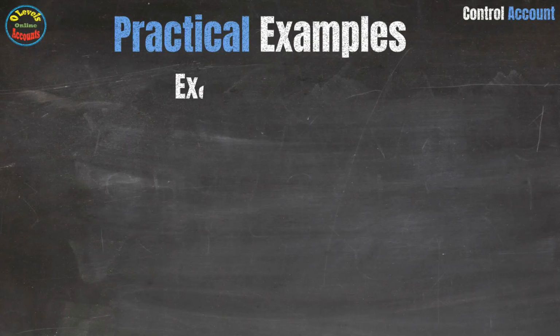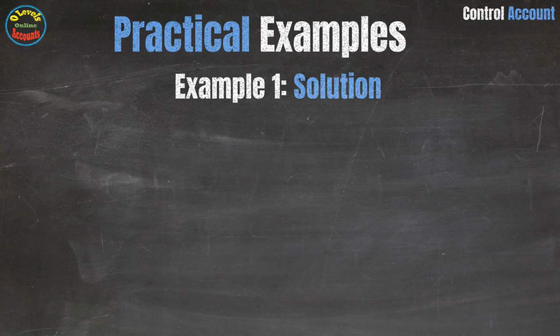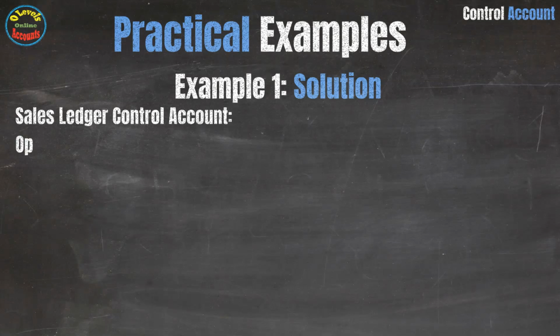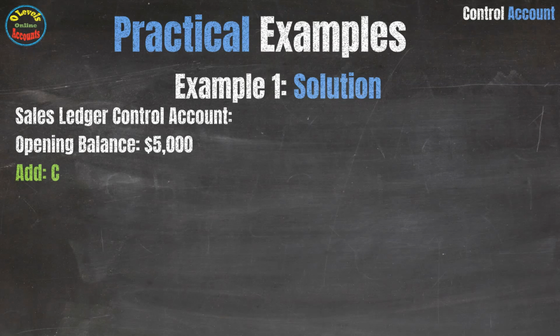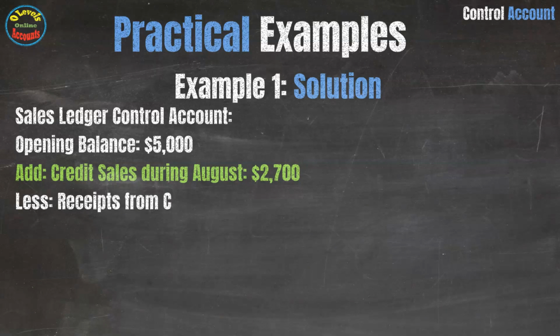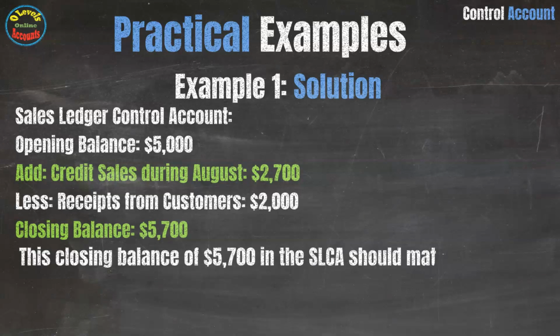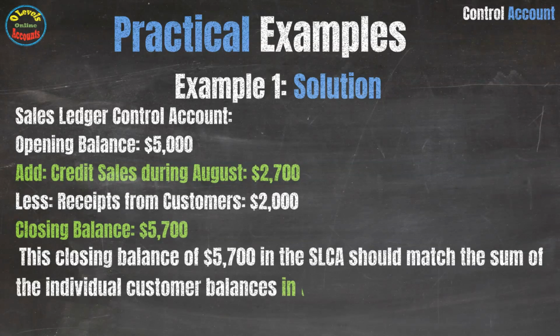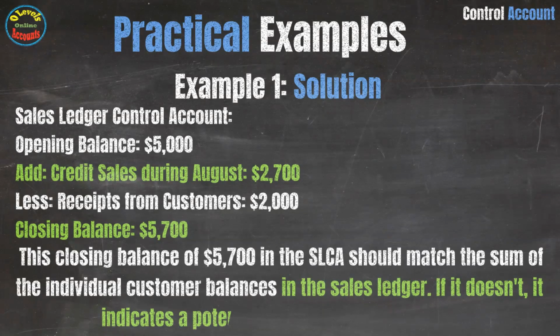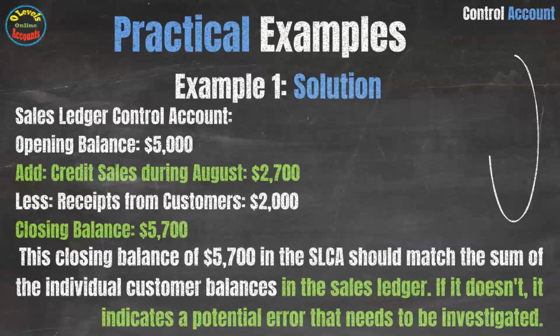In this slide, we will check the solution for Sales Ledger Control Account. We have an opening balance of $5,000, add credit sales during August, $2,700. The total would be $7,700. Then, less receipts from customers, $2,000. Finally, we'll get a closing balance, $5,700. This closing balance of $5,700 in the SLCA should match the sum of the individual customer balances in the sales ledger. If it doesn't, it indicates a potential error that needs to be investigated.